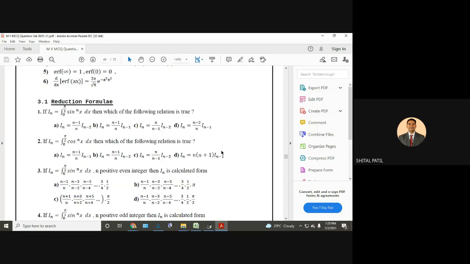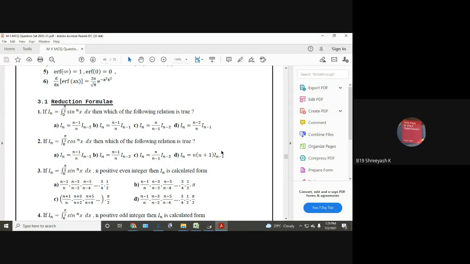First, reduction of I n equal to integration from 0 to pi by 2 sin raised to n x dx. What is the reduction formula for this? That is equal to n minus 1 divided by n I n minus 2. A option is correct. Same is true for the cos also. So question number 1 and 2 are same, and their answer is same. A option. I n equal to n minus 1 divided by n I n minus 2.